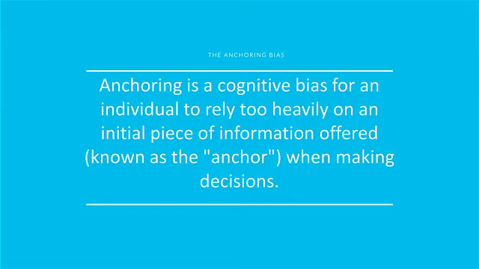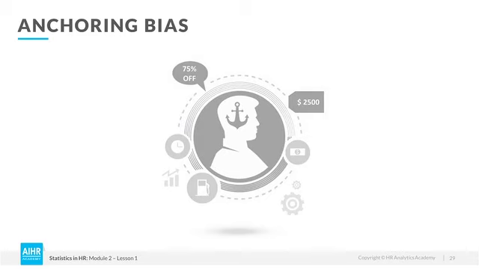Secondly, we have the anchoring bias. Anchoring is a cognitive bias for an individual to rely too heavily on an initial piece of information offered, known as the anchor, when making decisions. Once the value of this anchor is set, all future negotiations, arguments, estimates, etc. are discussed in relation to the anchor. This is often an issue where the ordering of your questions can influence the responses you get.